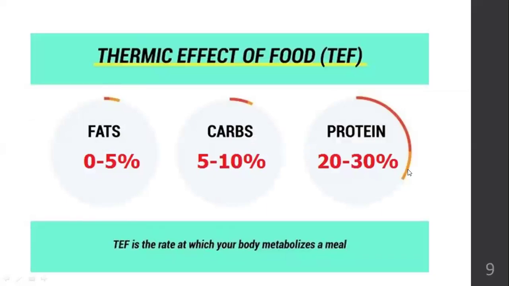Next, coming to the thermic effect of food. As I mentioned, protein has the highest thermic effect, which means the energy your body has to give up just to break down protein is the highest. So when you eat protein-rich food, you are definitely going to lose weight, because your body will burn more calories just for digestion of the food that you have given.